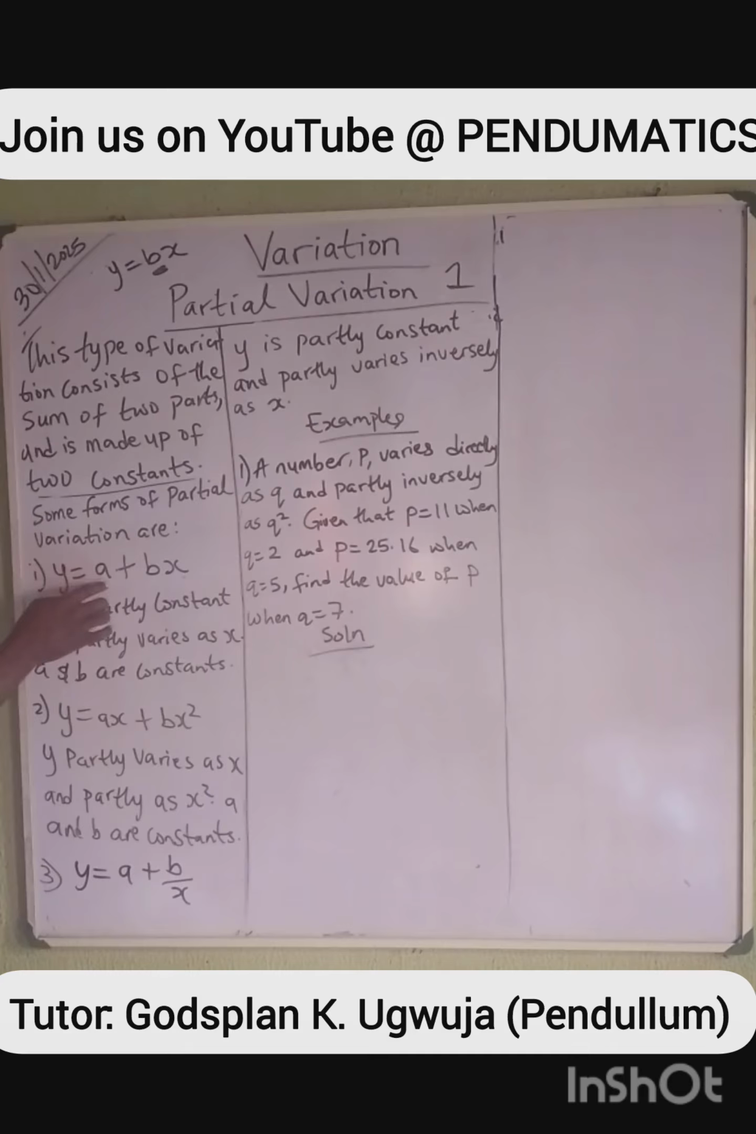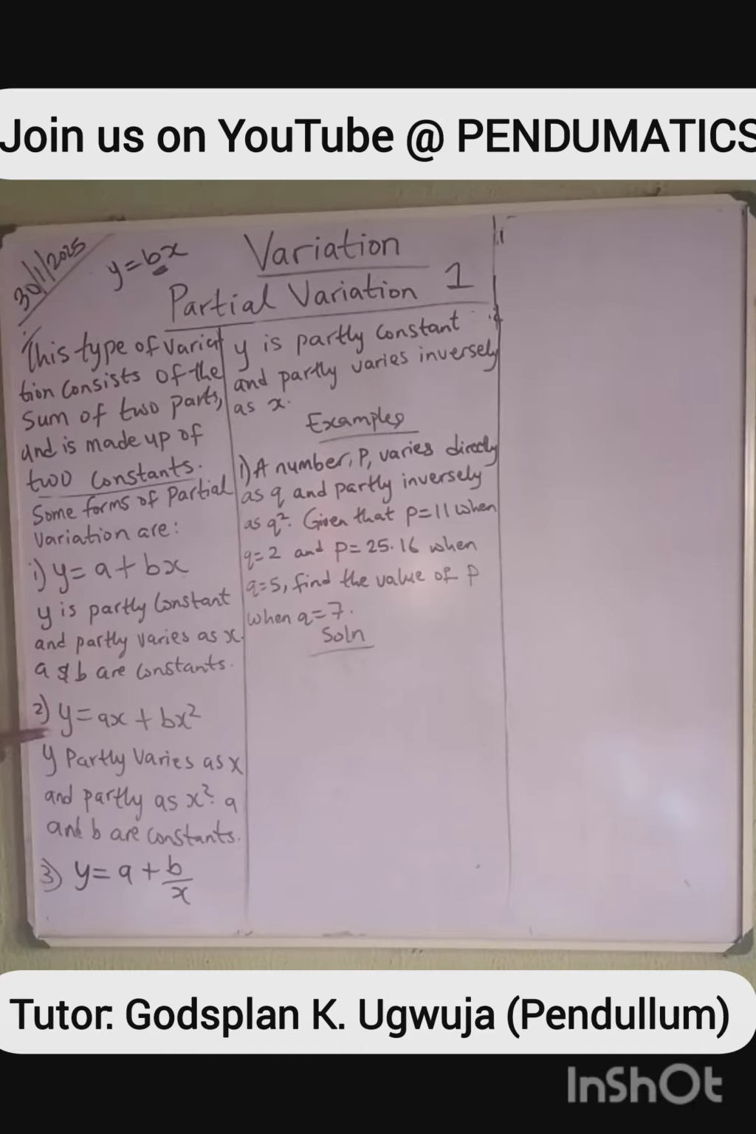So this one, y is partly constant and partly varies directly as x. That's the interpretation of this. Then this other form, you have that y is equal to ax plus bx squared. Now a is no more constant because a has a variable attached to it. The value of a here now will be changing throughout the solution depending on the value of this variable attached.